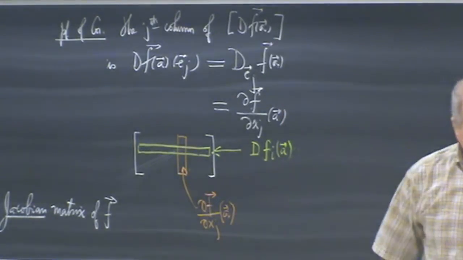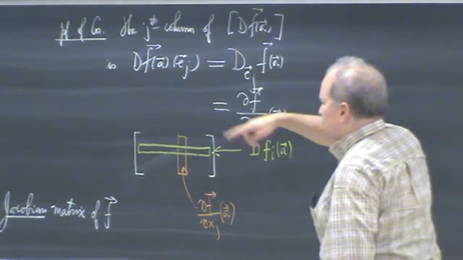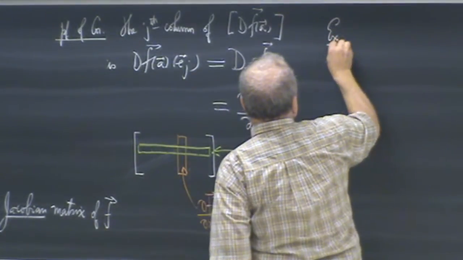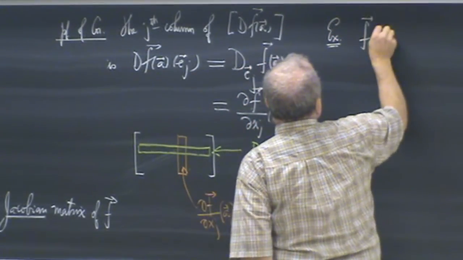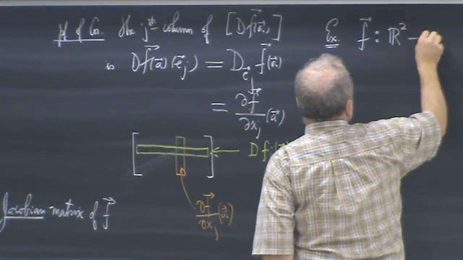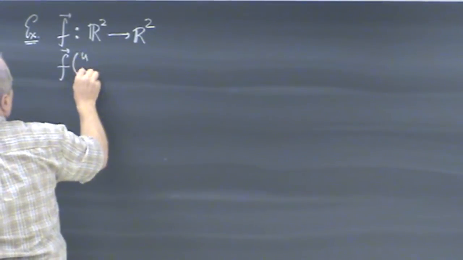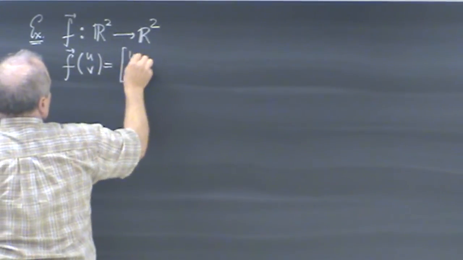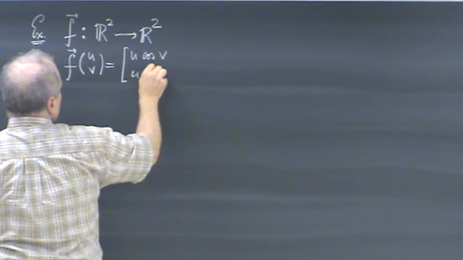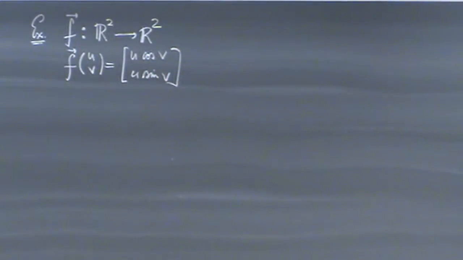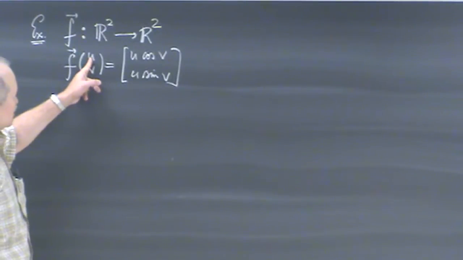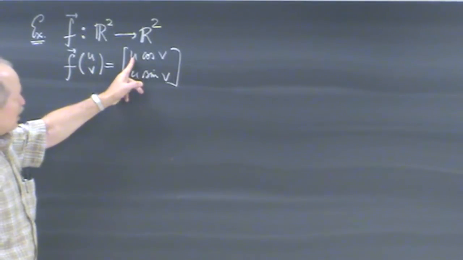So let's just do a quick example of that before I do the proof. So example, suppose f mapping R2 to R2 is given by f of uv is u cosine v, u sine v. Does this ring a bell? Not yet. Right, so it looks like polar coordinates here, right? This is r, this is theta, r cosine theta.